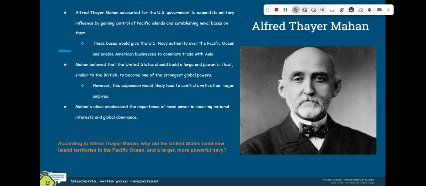Here's a theme we're going to start to see now that the United States starts to enter into this imperialist era. Any country that is practicing imperialism, that's going around and knocking off other countries and taking territory for their resources, will eventually come into conflict with another country who is practicing imperialism. Mahan's ideas emphasize the importance of naval power in securing national interests and global dominance.